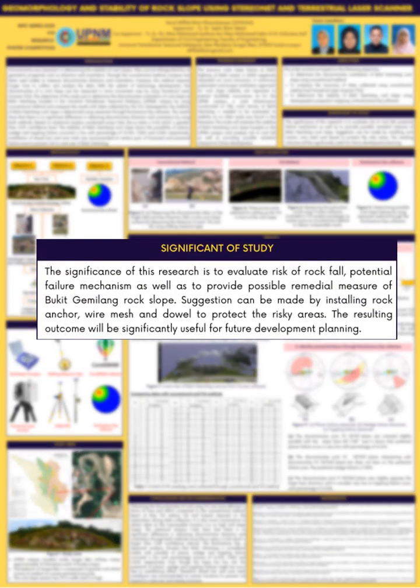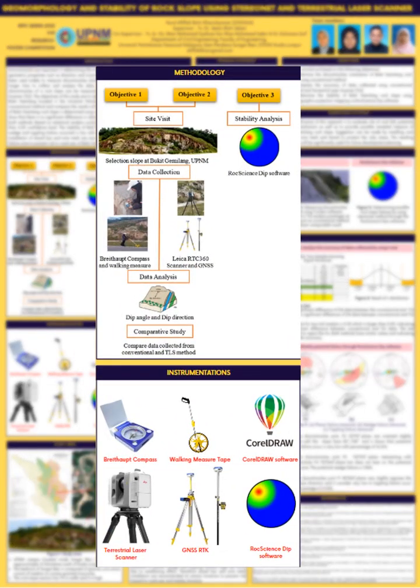The significance of this research is to evaluate the risk of rockfall and potential failure mechanism, as well as to provide possible remedial measures for Bukit Gemilang rock slope. Suggestions can be made by installing rock anchors, wire mesh and dowels to protect the risky areas. The resulting outcome will be significantly useful for future development planning. Here is the methodology that was carried out during this study.